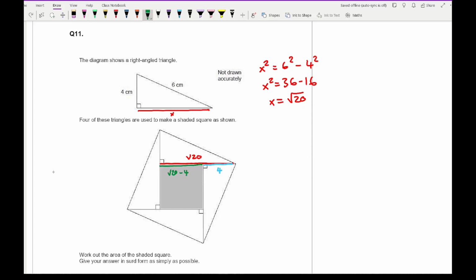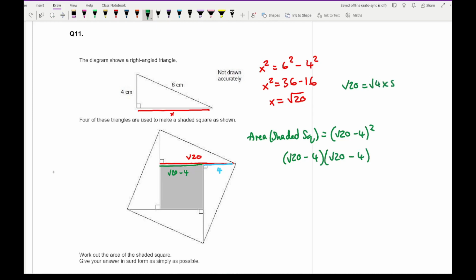Now if that's the length of a square, then the area of the shaded square is going to be root 20 minus 4, squared. Now because it's a calculator paper, I could just simply type that into my calculator, but it's basically recognizing it's going to be root 20 minus 4. Now you can write root 20 as root 4 times 5, which is 2 root 5. But again, I'd leave it as that.